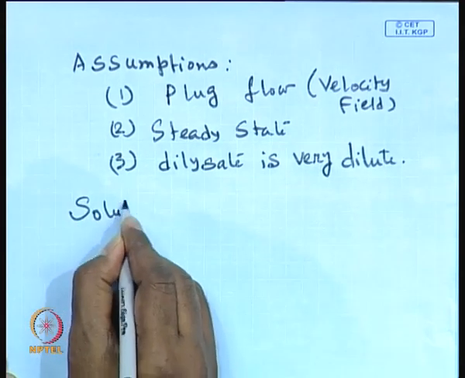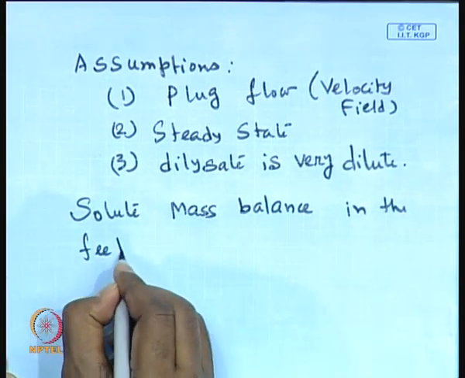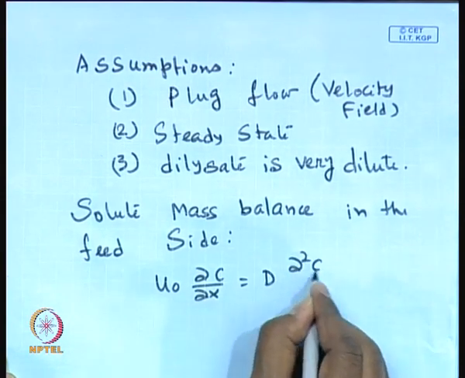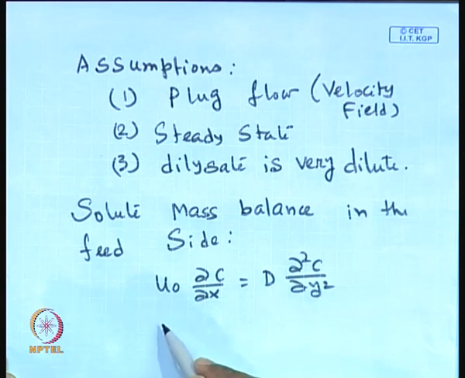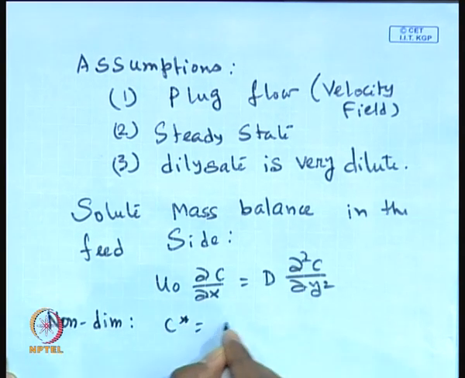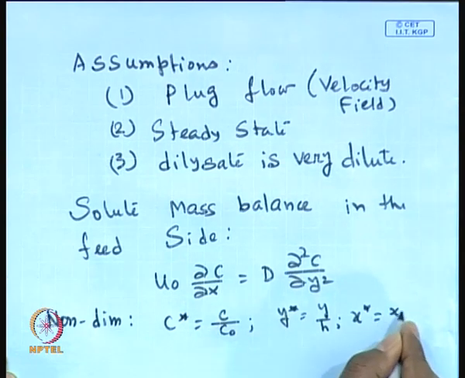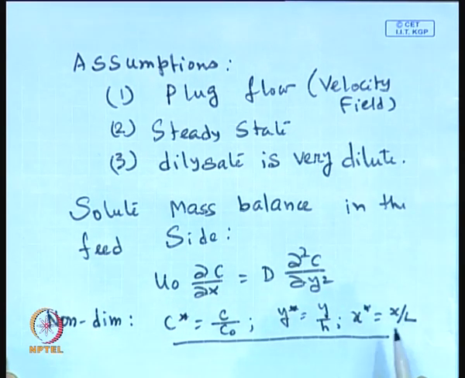So, therefore, the solute mass balance equation in the feed side becomes u 0 del c del x is equal to d del square c del y square. Okay. This is the same equation as we have done in the earlier case, but in this case u is equal to u naught instead of the parabolic velocity profile, and we define the non dimensional quantities as c star is equal to c by c naught, y star is equal to y by h, x star is equal to x by l, if we know the length of the dialyzer. Or you could have defined the x star, that whatever we have defined in the earlier case as well.